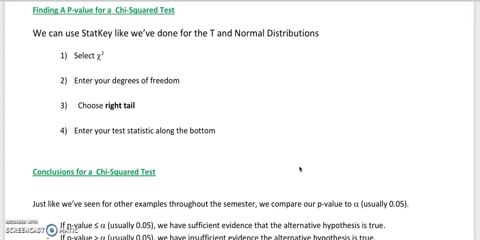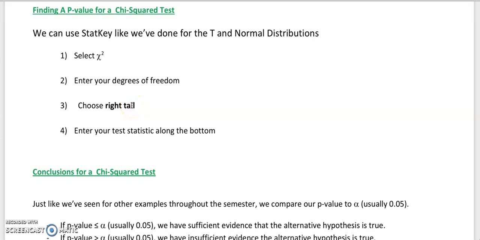And doing this in StatKey is very similar to what we've done for both the t-distribution and the normal distribution. The first difference is that instead of clicking on t or normal, we'll click on this symbol, which is chi-squared, and that's going to select a chi-squared distribution, because that's what we said our sampling distribution will be. Then we'll enter the degrees of freedom. We said previously that that's the number of rows minus 1 times the number of columns minus 1. Then in the top left corner, we're going to select right tail.